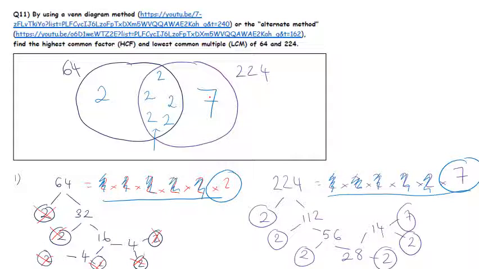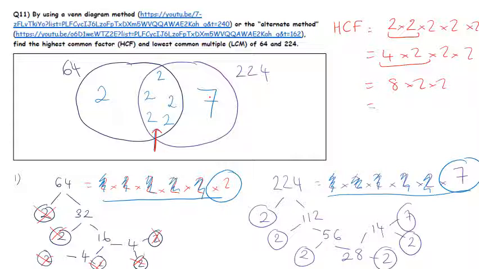So I've set up the Venn diagram, and now I need to find the highest common factor and the lowest common multiple. The highest common factor we find by looking at this middle section, and we times those numbers together. So there's 1, 2, 3, 4, 5 2's that I need to times together. 2 times 2 is 4. 4 times 2 is 8. 8 times 2 is 16, and then times by 2 again is 32. So that's our highest common factor.